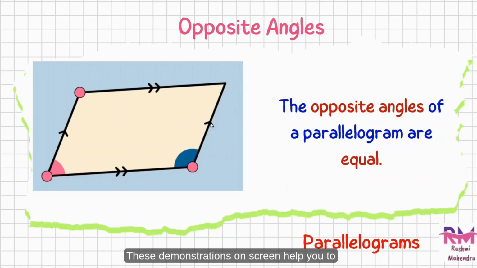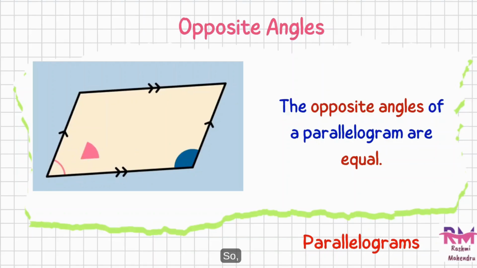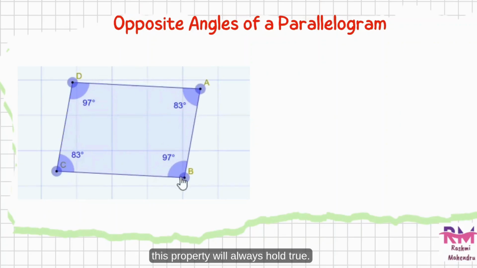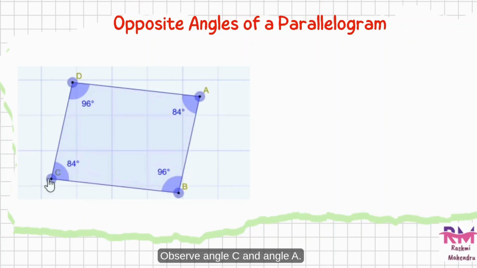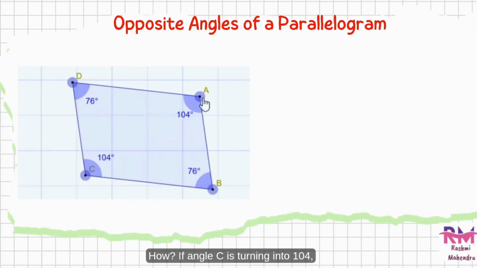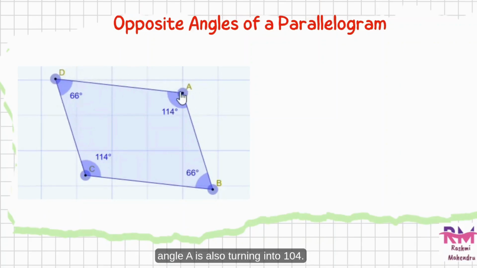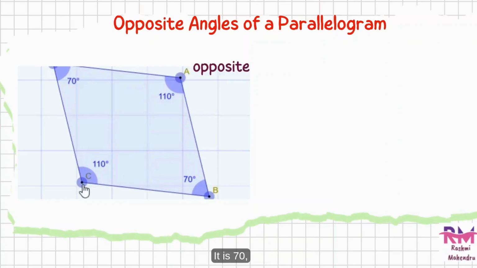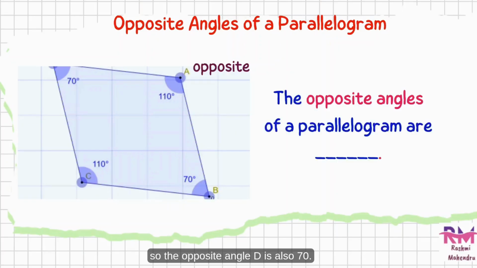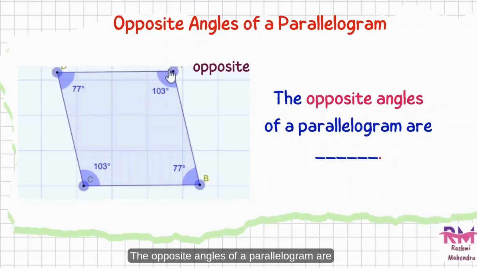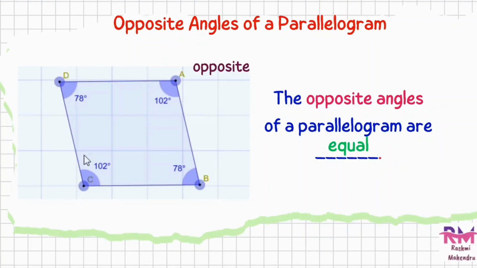These demonstrations on screen help you to organize information and recall it later. So, no matter what the size or the tilt of the parallelogram is, this property will always hold true. Observe angle C and angle A. If angle C is turning into 104, angle A is also turning into 104. Same is happening with angle B. It is 70, so the opposite angle D is also 70. What conclusion can you draw to fill in the blank? The opposite angles of a parallelogram are equal.